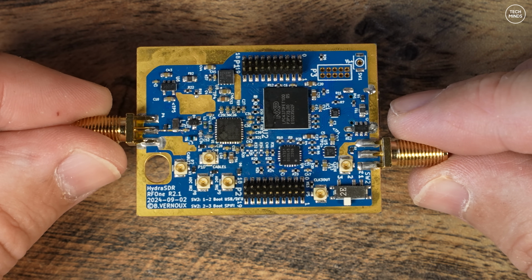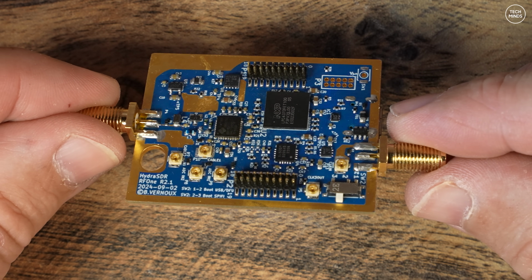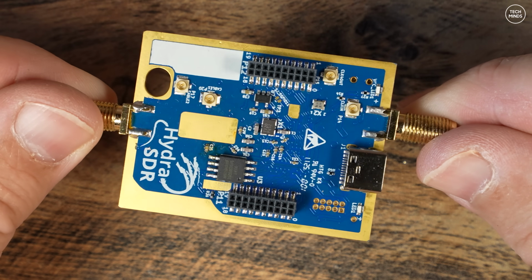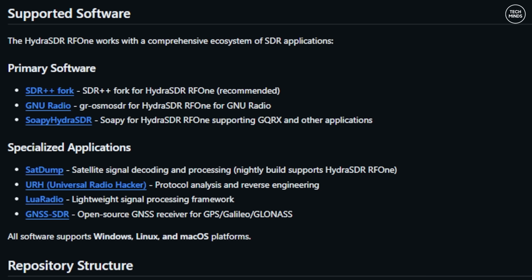So what about software? After all, this is software defined radio, and without a software package, well, it's just kind of useless. Currently, there's a special fork of SDR++ which works fully with the HydraSDR. This is available from the HydraSDR GitHub page. Other software packages are supported, like SatDump, GNU Radio, and Soapy HydraSDR, all for use with other applications like GQRX. But at the moment, I wasn't sure how to get this working for Windows. I have been told that Soapy HydraSDR for Windows will soon be compiled and released on the GitHub page.